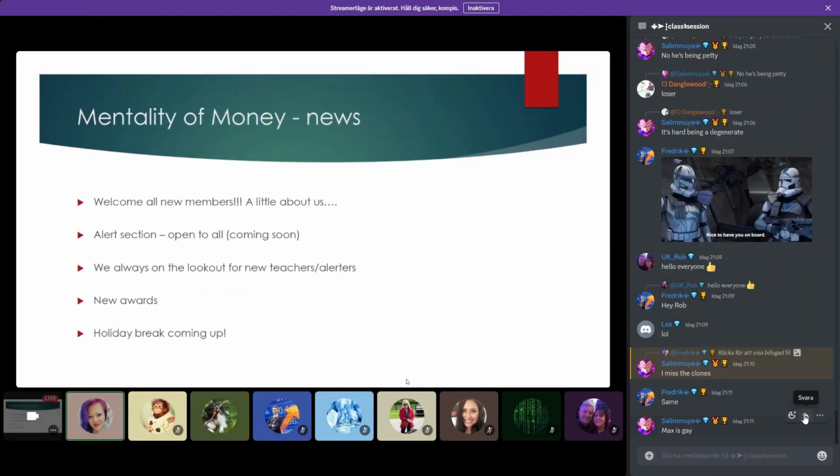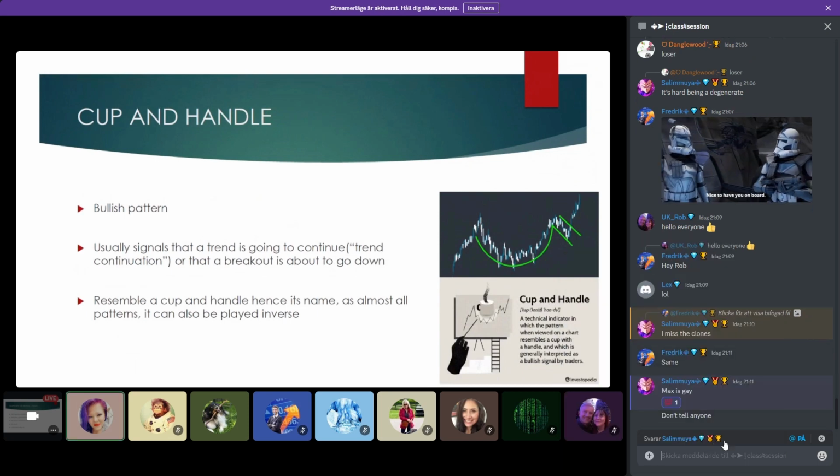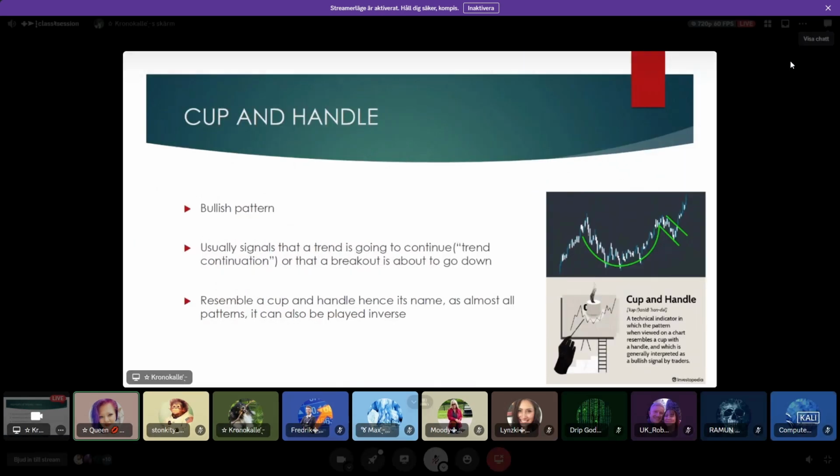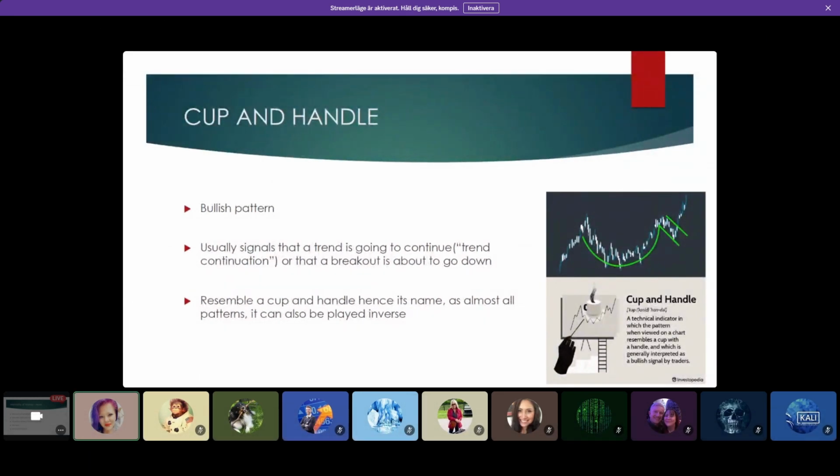So on our first page, we have, next page. Okay, our cup and handle. It's a bullish pattern. It usually signals that a trend is going to continue, trend continuation, or that a breakout is about to go down. Cup and handle resembles a cup and a handle, hence its name. As almost all patterns, it can also be played inverse.